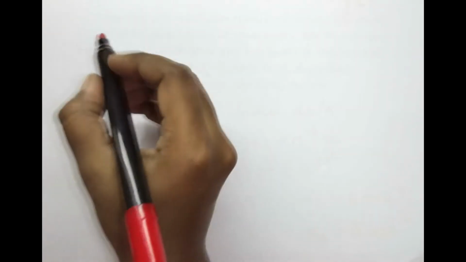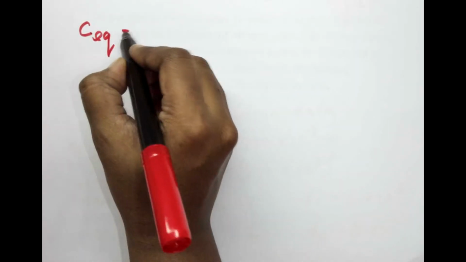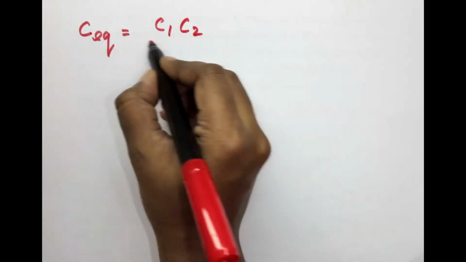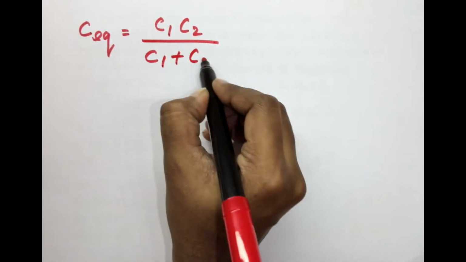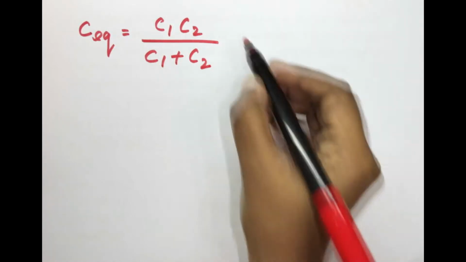So the equivalent capacitance, C equivalent, is written as C1 C2 divided by C1 plus C2. Now this is because the question says that they are parallel plate capacitors. So C1 and C2 are arranged parallelly. And the expression would be C1 C2 divided by C1 plus C2. Now let's write down the expression for capacitance for each of these parts.